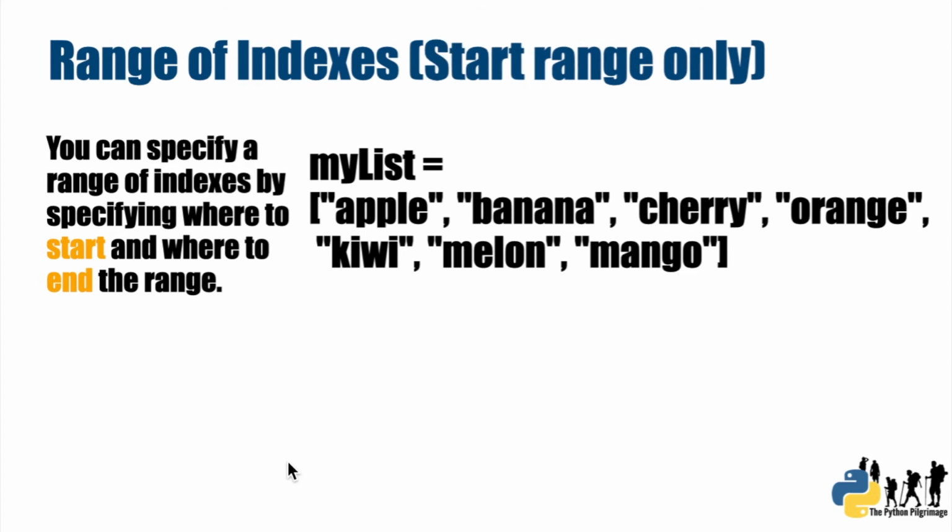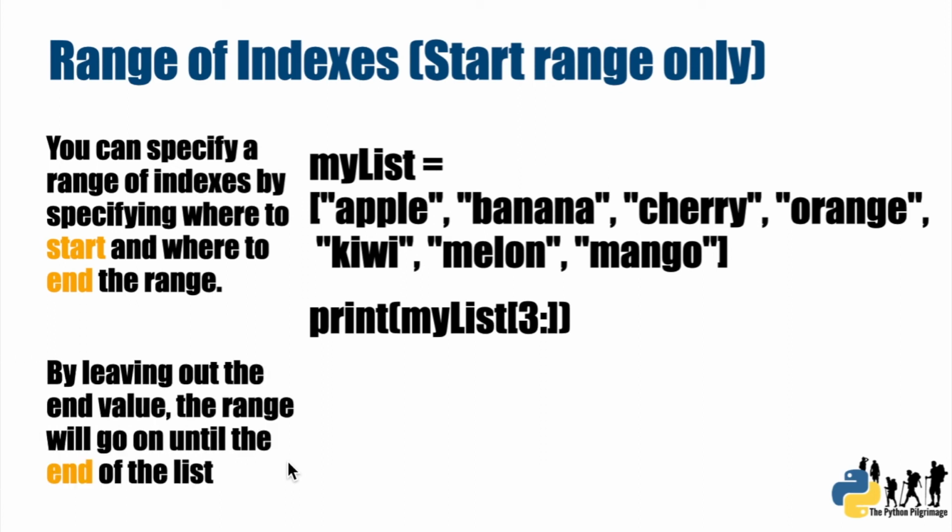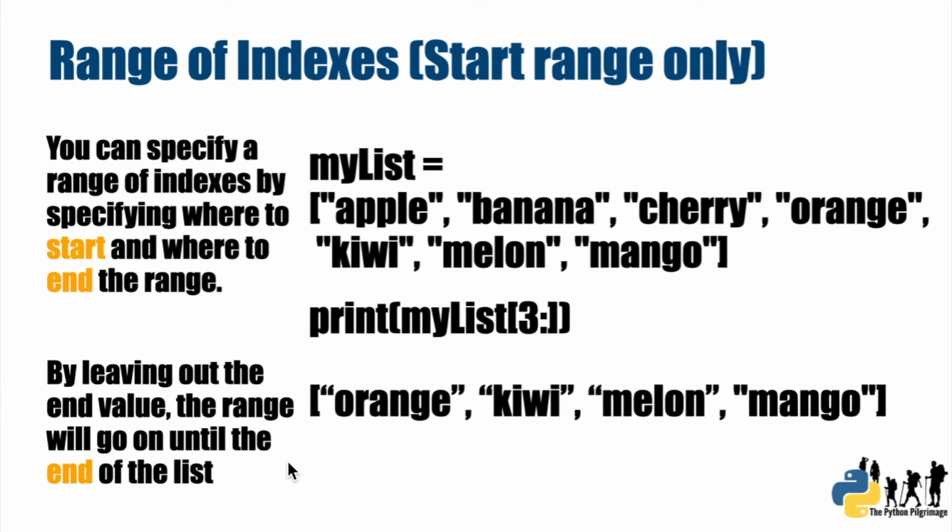Another one is specifying your start range only. Given the same example, you specify the start value, that's where it starts accessing, and then it will go up until the last item in the list. So that will be orange, kiwi, melon, and mango. Orange being index 3 of your list.